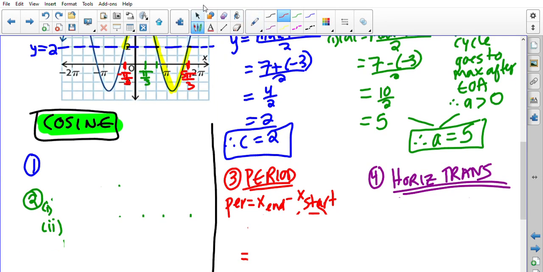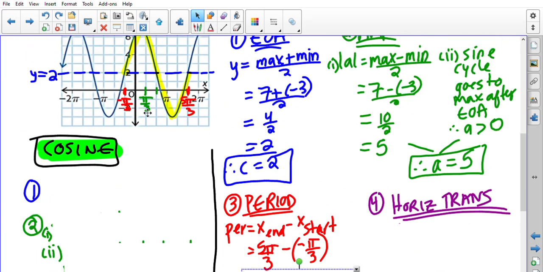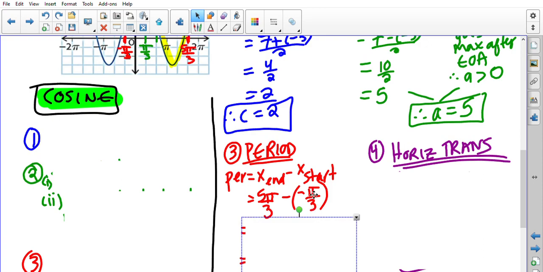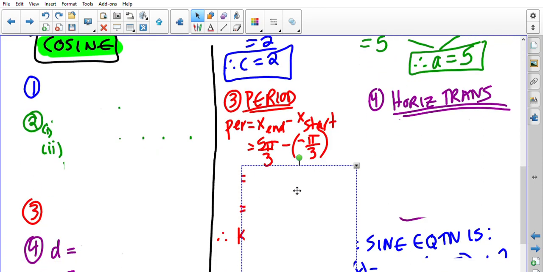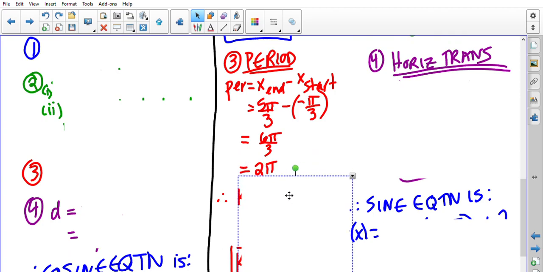So if I come down here, I'm going to use that now. Okay. So 5 pi over 3 minus, and then the x-coordinate of the start is negative pi over 3. Okay. 2 negatives make a positive, so I get 6 pi divided by 3, so I get a period of 2 pi.